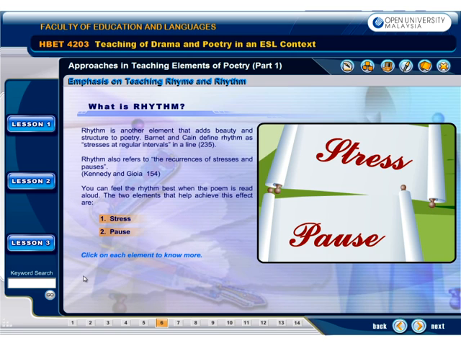The two elements that help achieve this effect are stress and pause. Click on each element to know more.